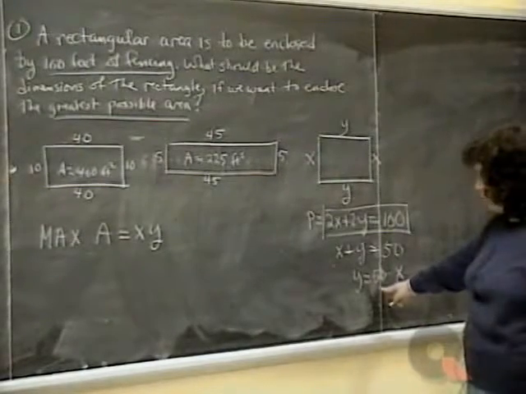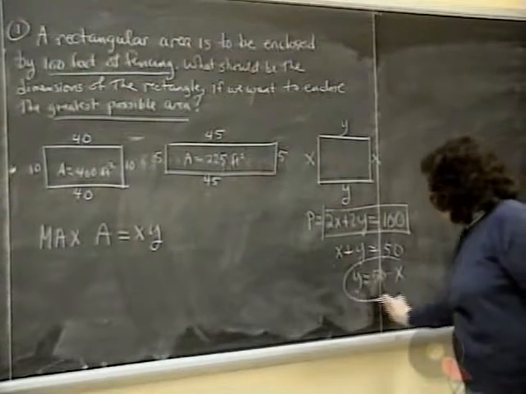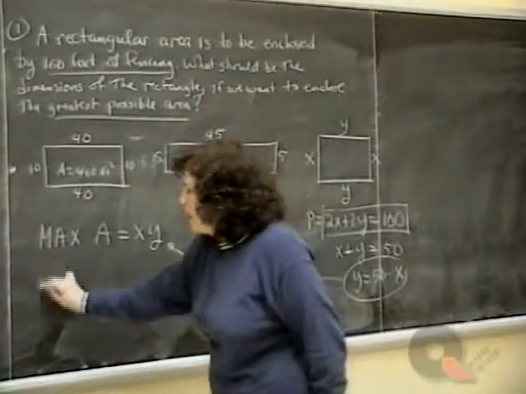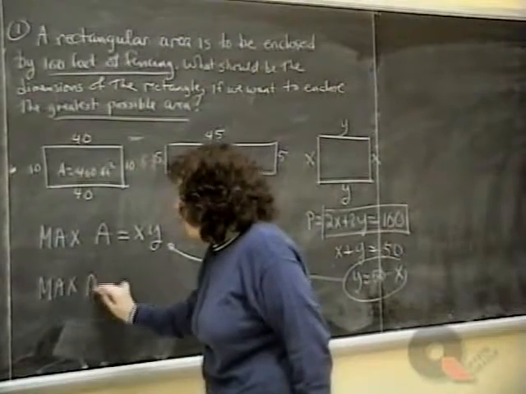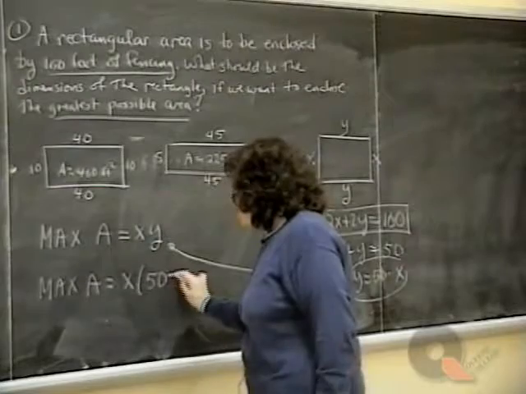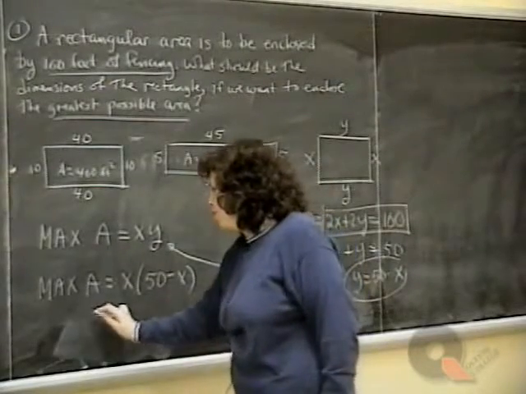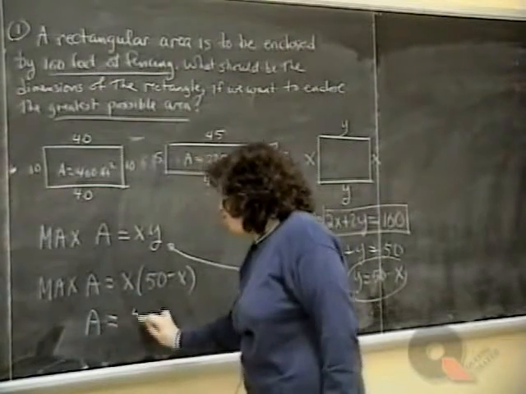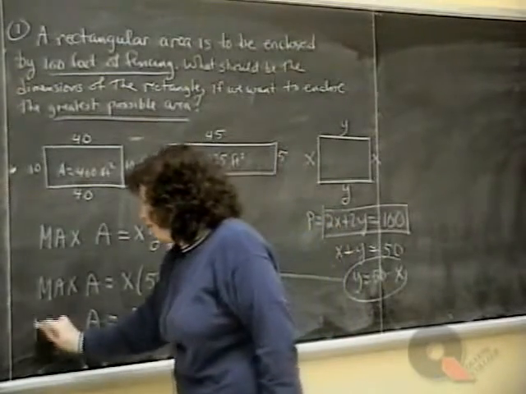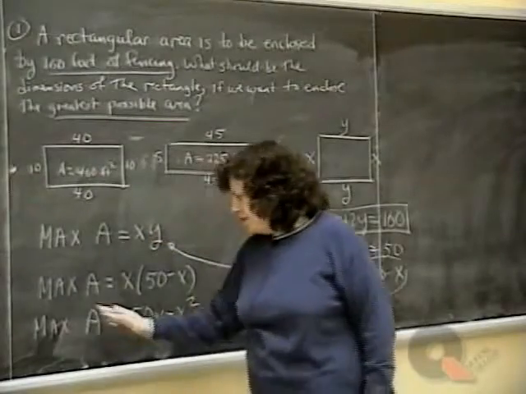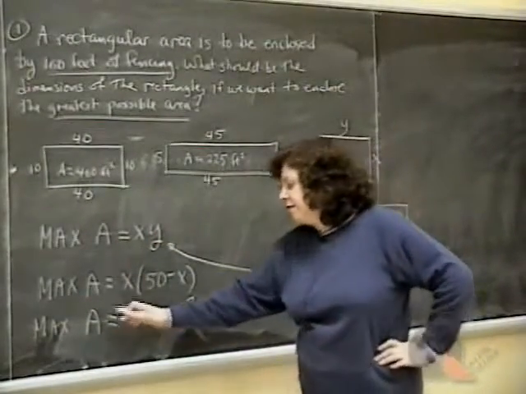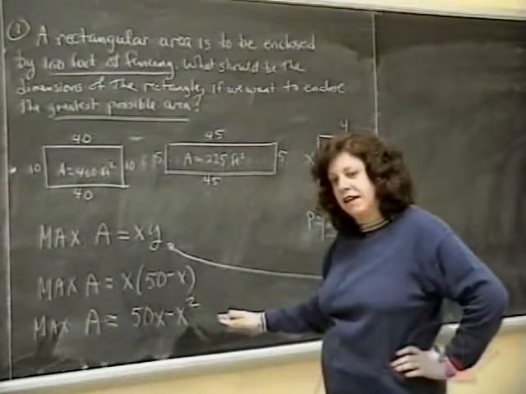Okay, so that's good information to have. We can take this value for y and substitute it in here. We want to maximize A, which is equal to x times y, but now we know y is 50 minus x. Or maximize A, which is 50x minus x squared. If you call this f of x, it would look now like the problem we just had. We want to find the absolute maximum of, say, f of x equal to 50x minus x squared.